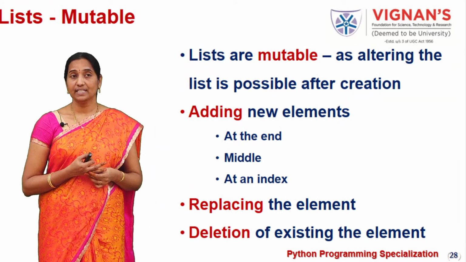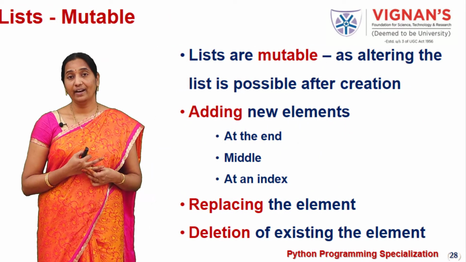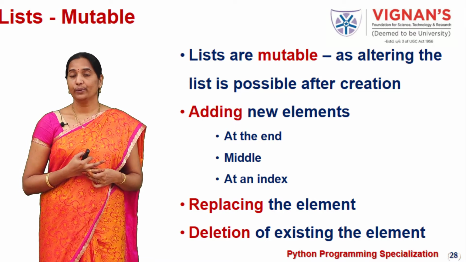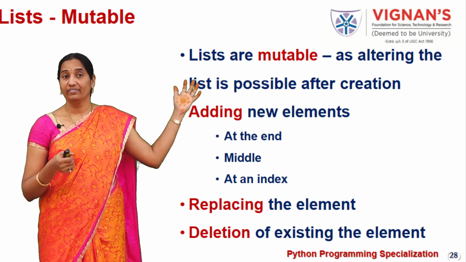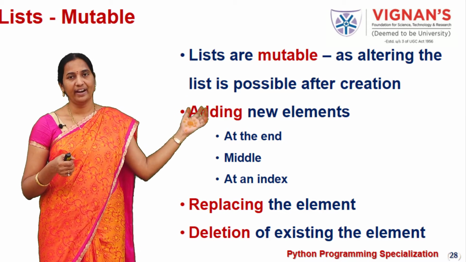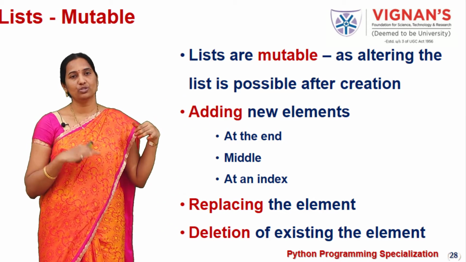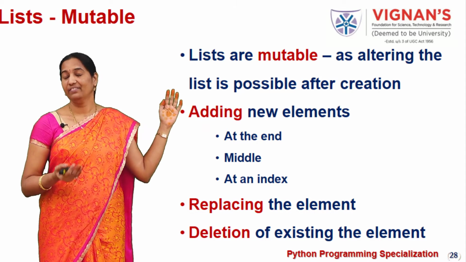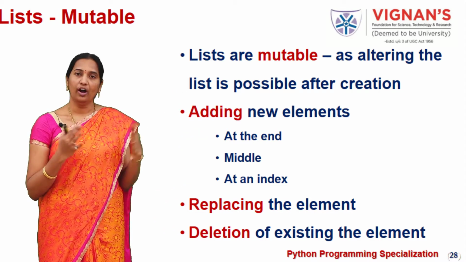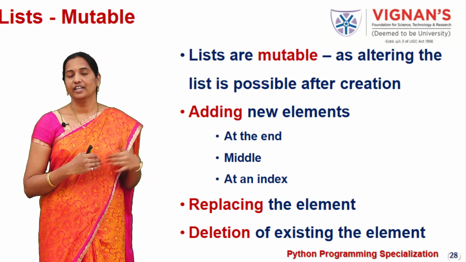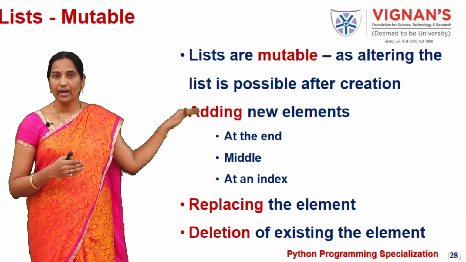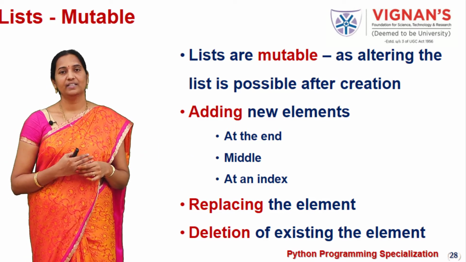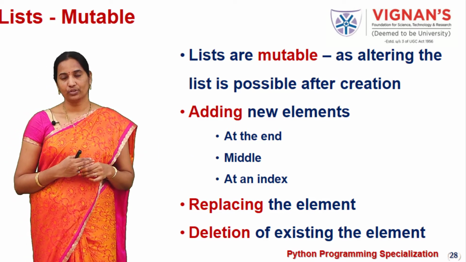We have already discussed that lists are mutable. So why are they known as mutable data structures? You can alter the elements of the list data structure after its creation. That is, it is possible to add new elements. You can add at the end, in the middle, or at any specific index. That is how they are mutable. You can also replace a specific element or multiple elements of the list. It is also possible to delete an existing element from the list. Because you are allowed to alter a list, it is known as a mutable data structure.